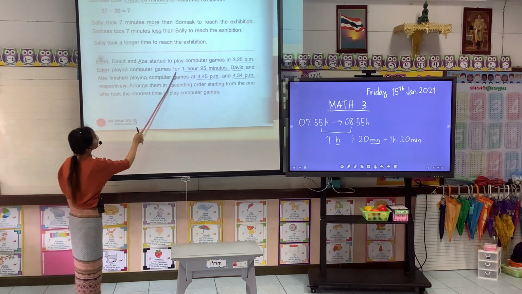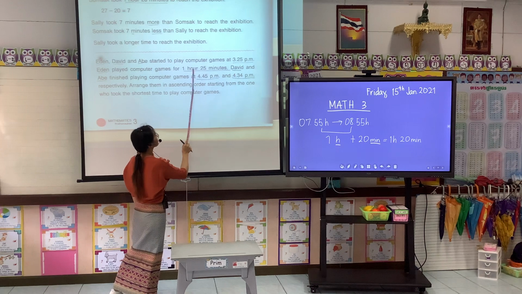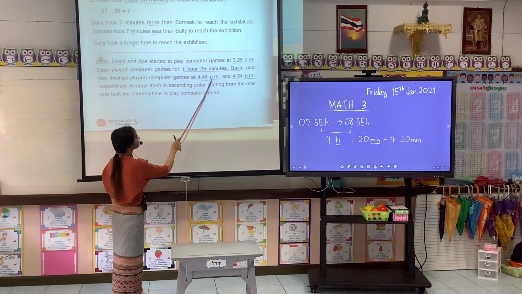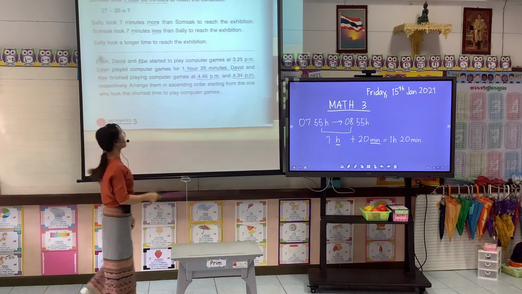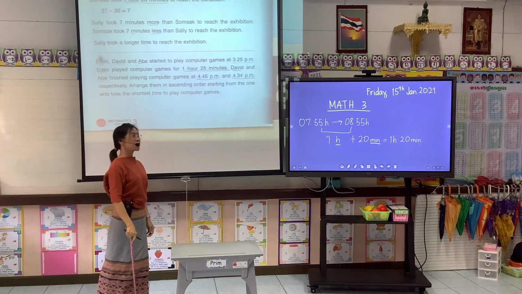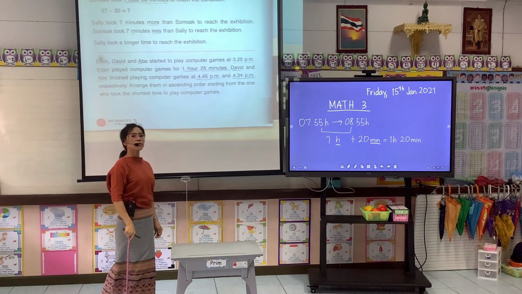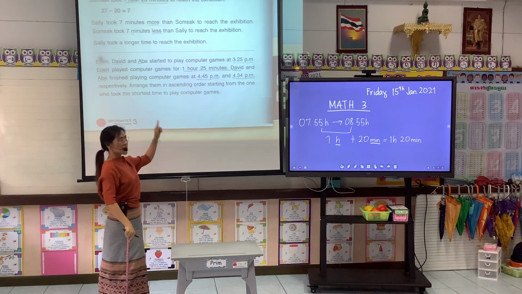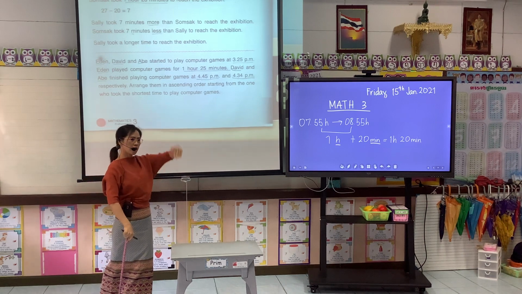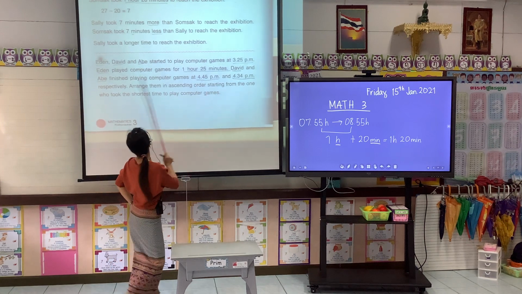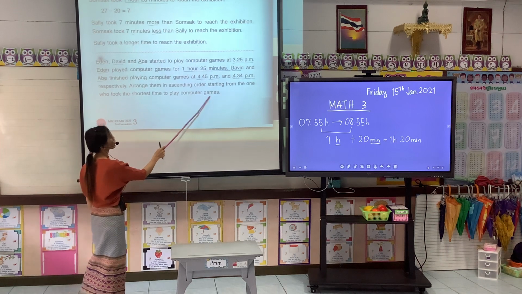Eden played computer games for 1 hour 25 minutes. This is the length of time. David and Abby finished playing computer games at 4:45 p.m. for David, and 4:34 p.m. for Abby, respectively. Now arrange them in ascending order. Do you remember ascending order? The numbers are arranged from smaller to bigger. To easily remember, ascending means going up, from the smaller to the bigger. Start from the one who took the shortest time to play computer games.